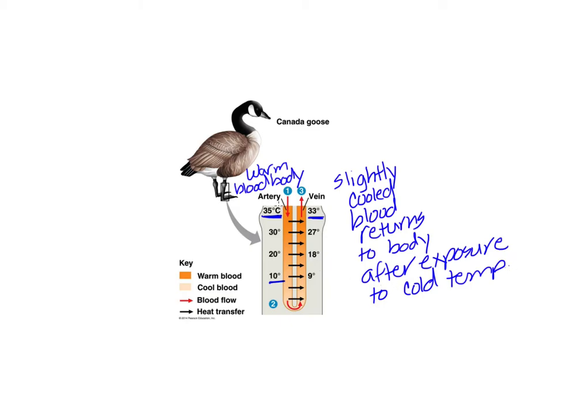So what you have going out of the body is 35 degrees. It drops in temperature, but the whole time it's transferring heat to the veins. And so what's returning back into that goose is close to 33, which is not a bad situation. So pretty good adaptation for being in a cold climate and keeping your body warm.